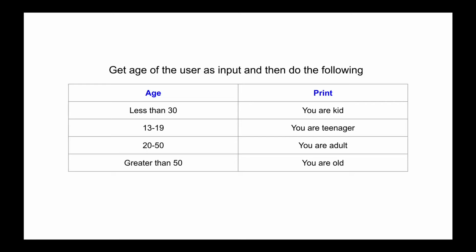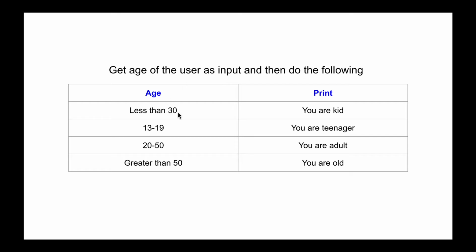Okay, so in this example, we are going to see how to use if elif statements with simple conditions and compound conditions to perform decision making. So what we're gonna do is, first of all, we will get the age of the user as input. The user will type his age on the terminal. Then we will do the following.